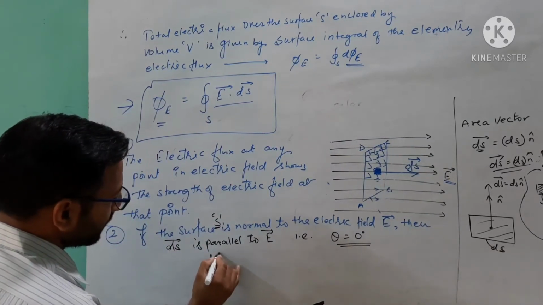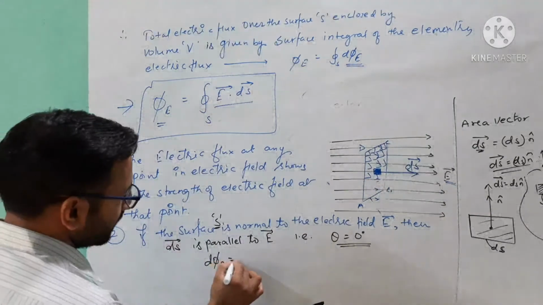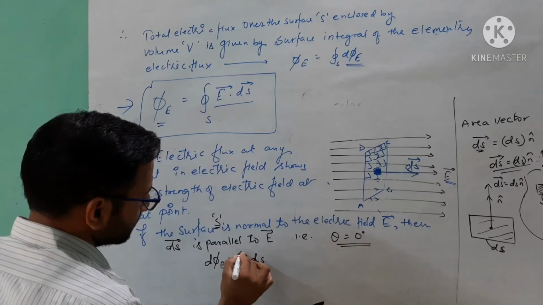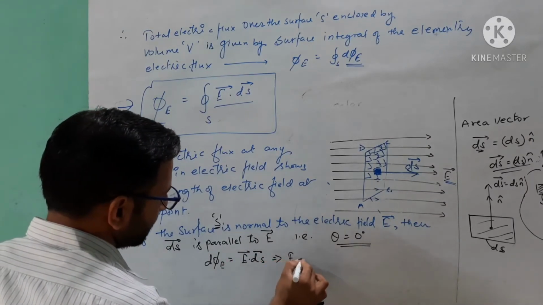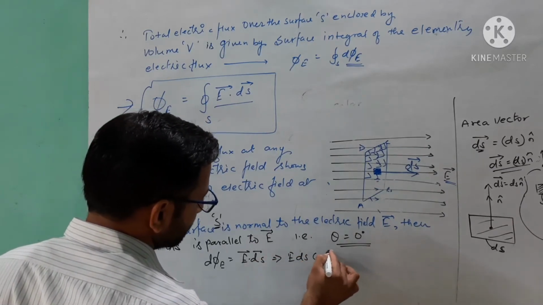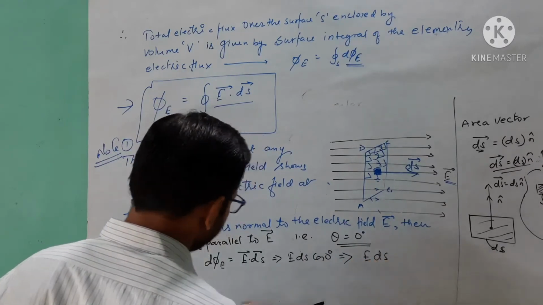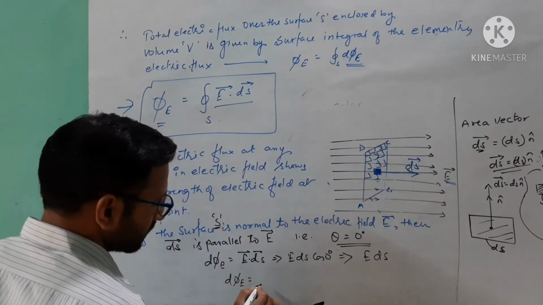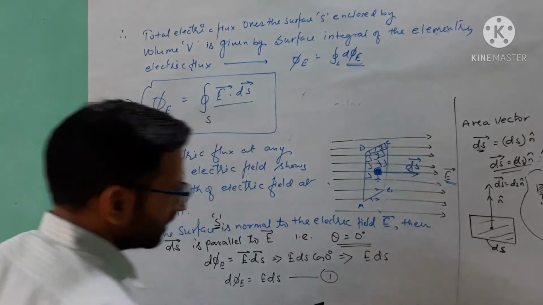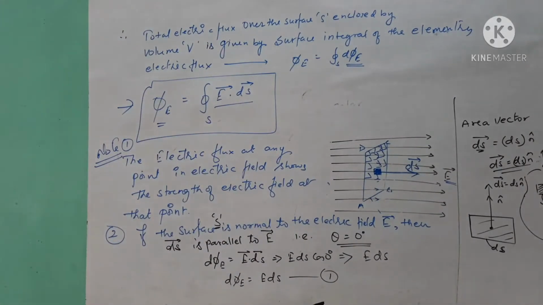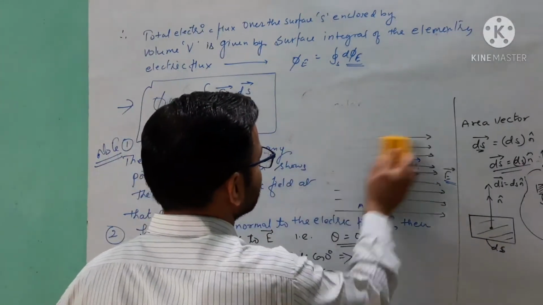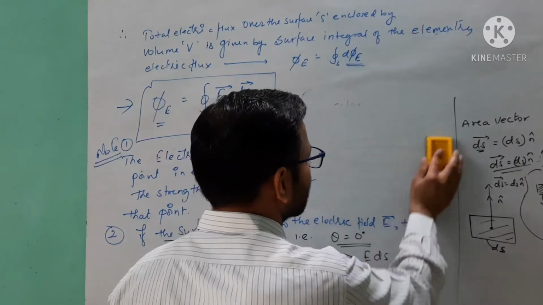So d phi E, from this formula, is E dot dS. In the next step, in magnitude, it is E dS cos 0 degree, which gives us E dS. So d phi E is equal to E dS. So if we think about the total electric flux in this condition, the lower point is visible. See, students, what it comes to.